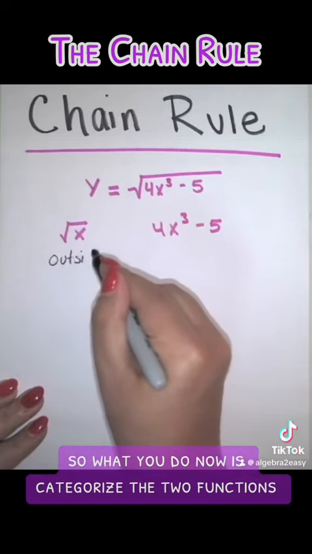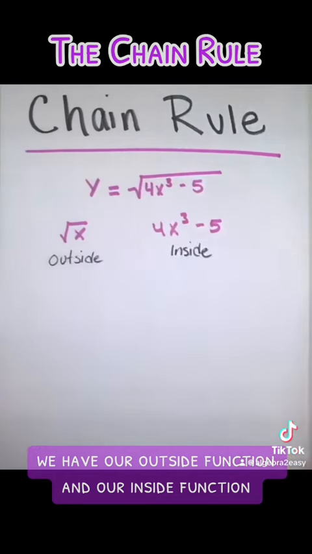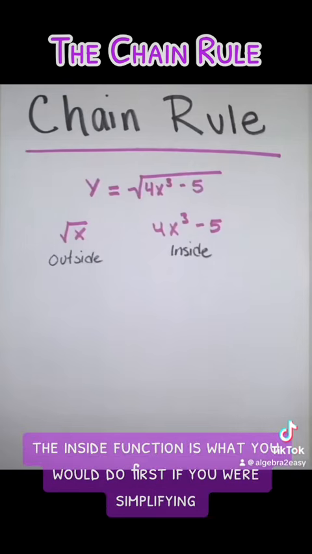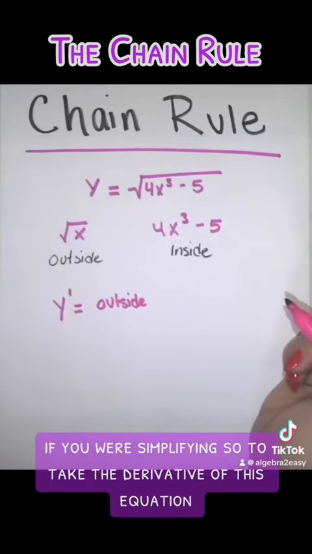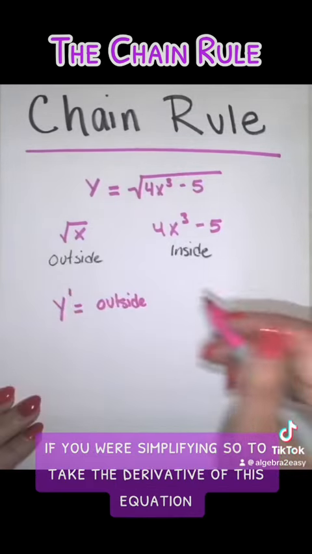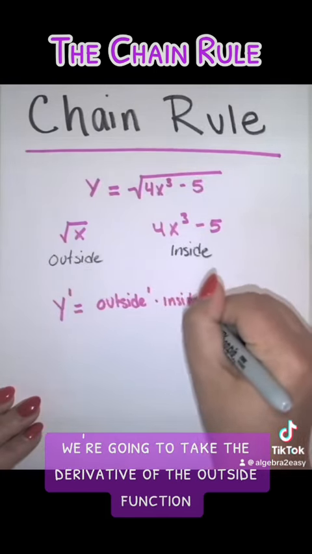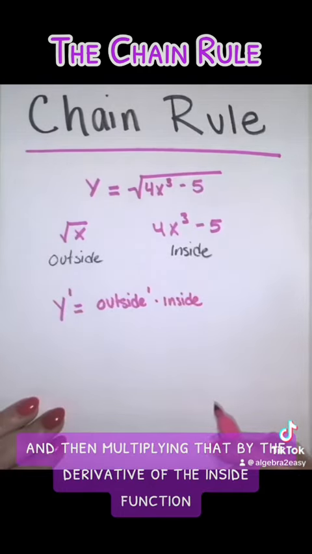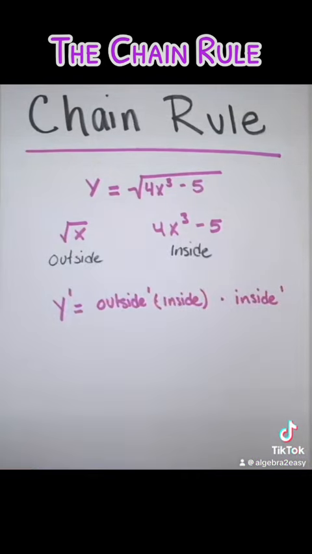So what you do now is categorize the two functions. We have our outside function and our inside function. And if you have a hard time figuring out which one is which, the inside function is what you would do first if you were simplifying, and the outside function is the operation you would do last if you were simplifying. So to take the derivative of this equation, we're going to take the derivative of the outside function, keeping the inside function the same, and then multiplying that by the derivative of the inside function.